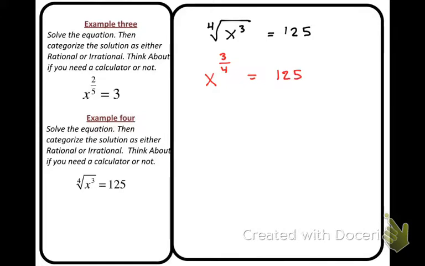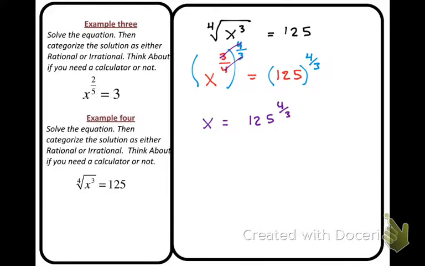Okay. Remember, the goal is to get x by itself. We want the exponent to be 1. So we have to do the same thing we did in example 3. We have to raise it to the reciprocal power. This is going to be raised to the 4/3 power. We don't have to simplify this again because we know that's going to simplify down to 1. So we have x equals 125 to the 4/3 power.